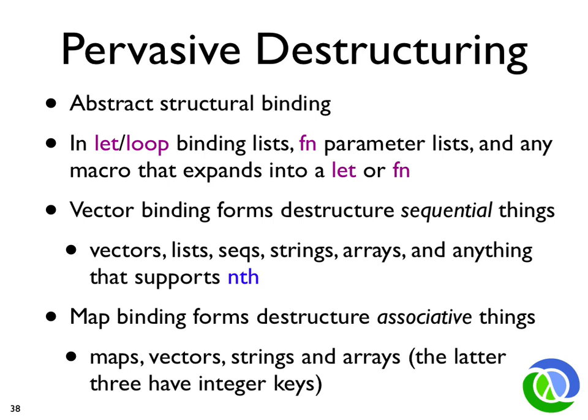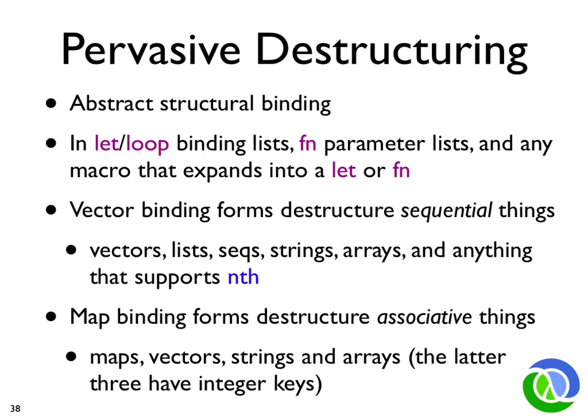So in let and loop and fn and binding lists, really anywhere where you're doing bindings, or anything that's built on these things, which basically is everywhere you're doing bindings, you can use data structures where symbols would go. And you're going to get destructuring. So you would say let a 1 or let a 42, right? Now instead of saying a, you can put a data structure there, and there's interpretation.